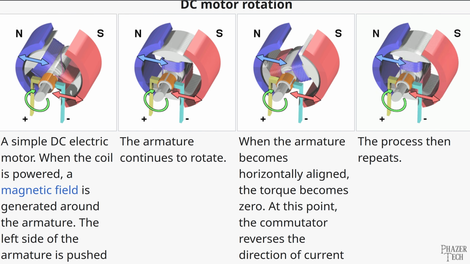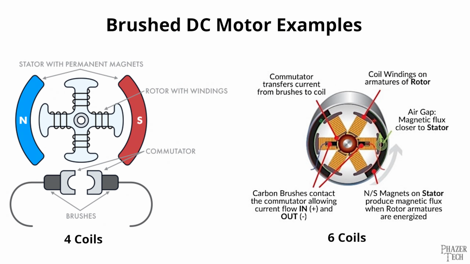Now, one of the problems with this design is that it's not very smooth. Like I mentioned, there's a period of time where the force being applied drops to 0 right before the coils reverse their polarity, which leads to choppy and inconsistent rotation. In order to improve this, more magnets and coils can be added like you see here, which results in much smoother operation.